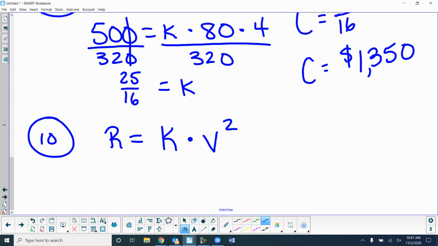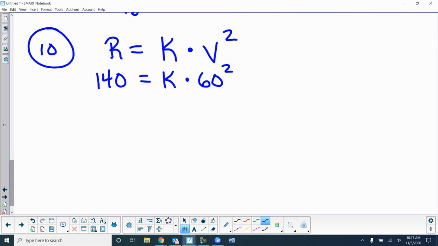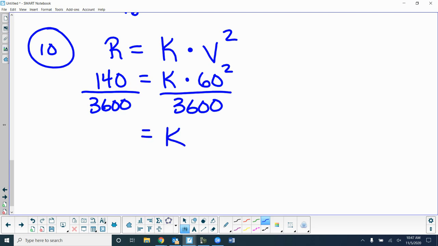All right, so it says a motorcyclist can make a jump 140 feet coming off the ramp at 60 miles per hour. So the range is the 140, how far he went. And 60 is the velocity, that's the speed. And remember, it's 60 squared. That's where I saw some of you made a mistake, you forgot to square the velocity. 60 squared is 3,600, so I'm going to divide by that 60 squared. So I figure out my K, my constant of variation.